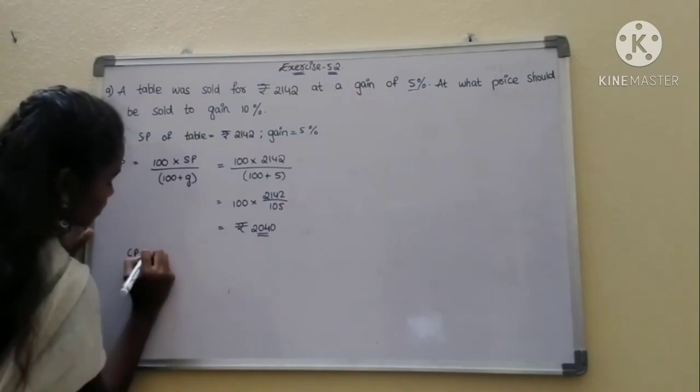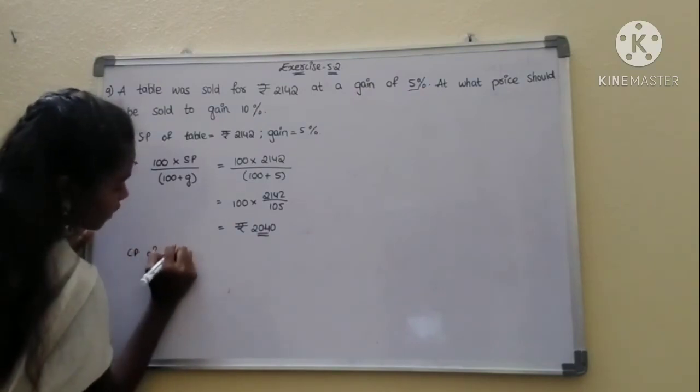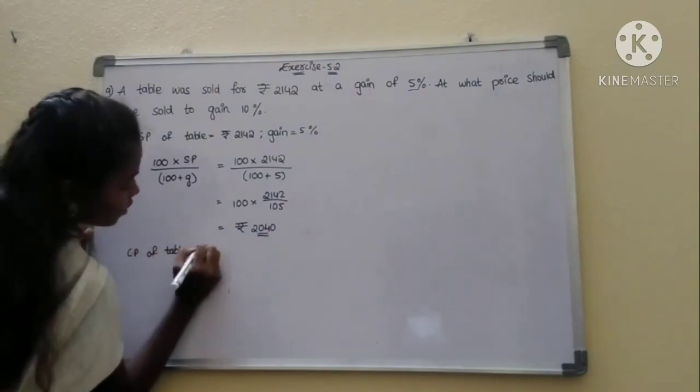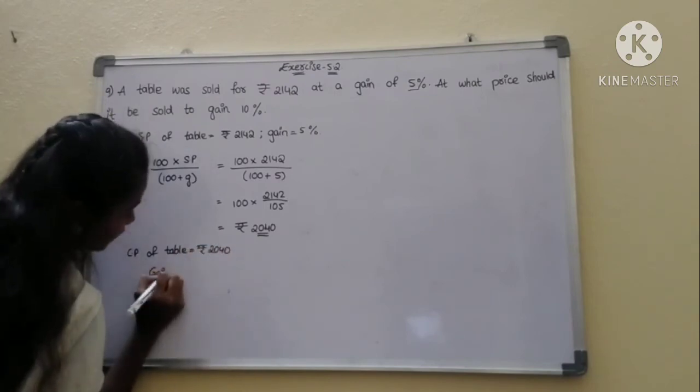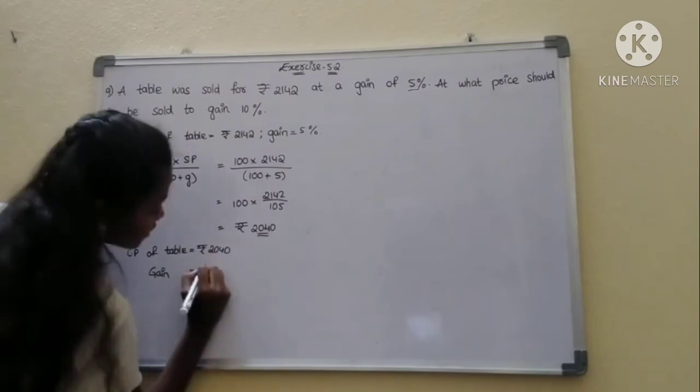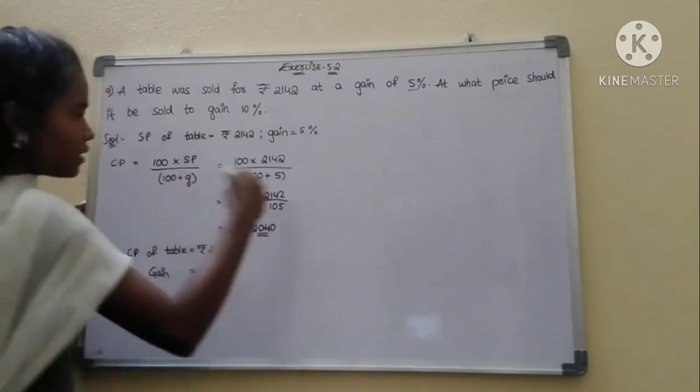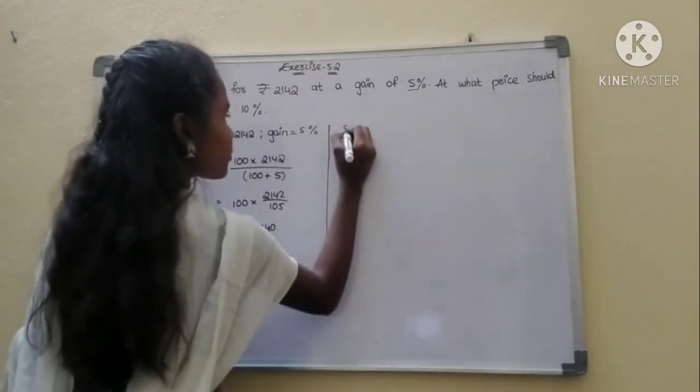So now let's find the SP. Here, the cost price of the table, how much? 2040. Again, next gain, how much? 10%. So now let's find SP.